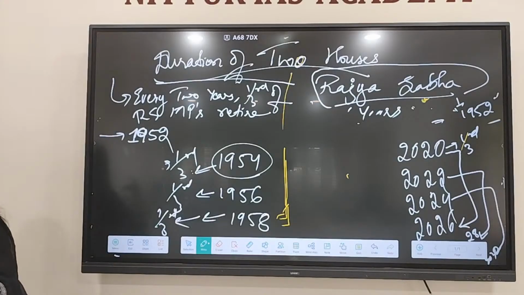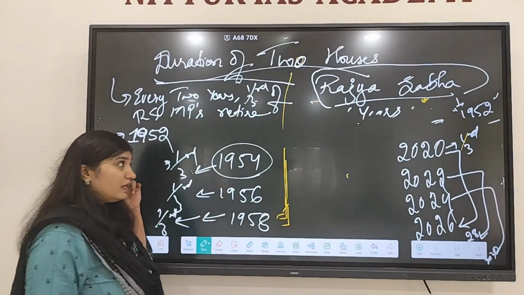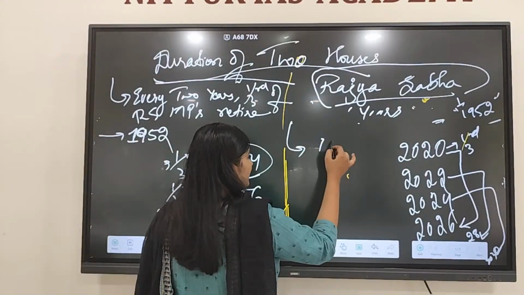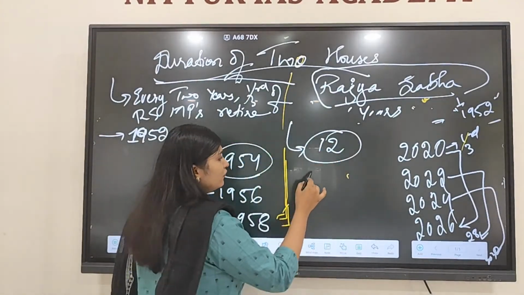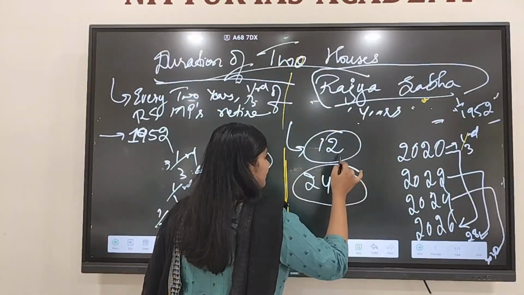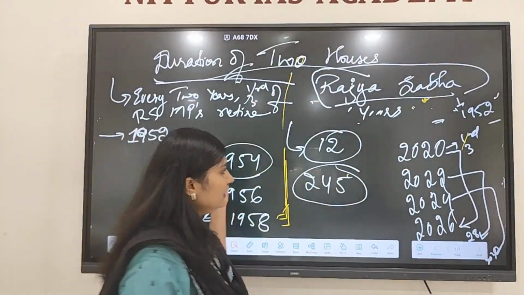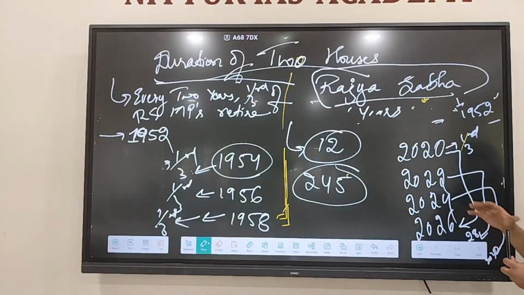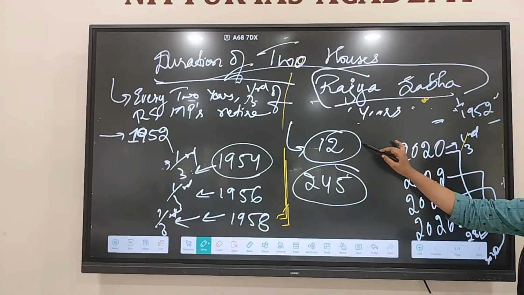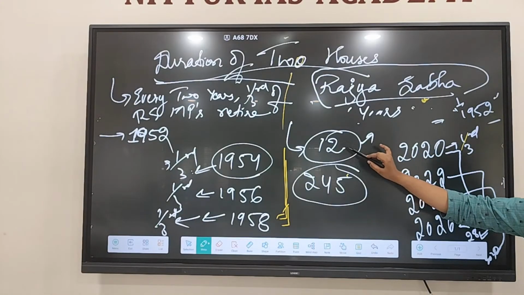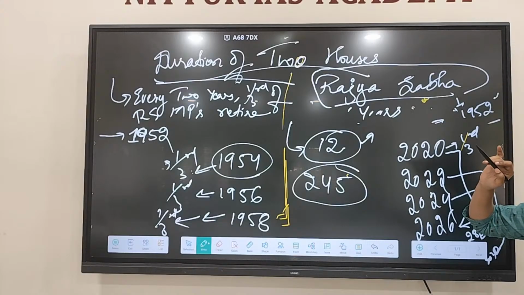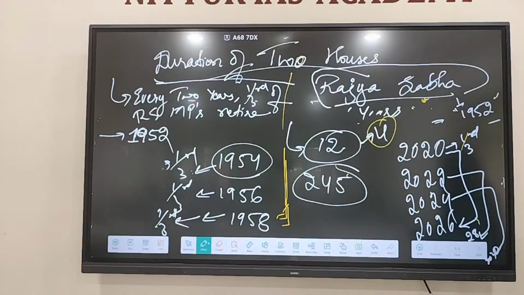How many MPs are from Karnataka in Rajya Sabha? It is 12. Out of 245, 12 are from Karnataka. Okay? Look, Karnataka has a total of 12. Divide it into 3. How much does that come to? It comes to 4, right? Every 2 years, 4 MPs will get retired.